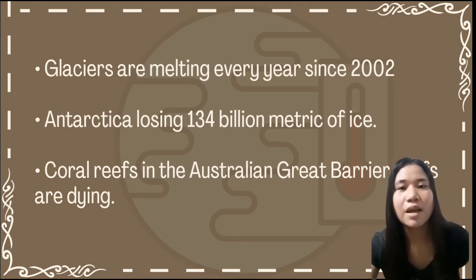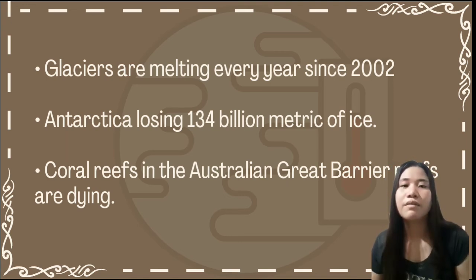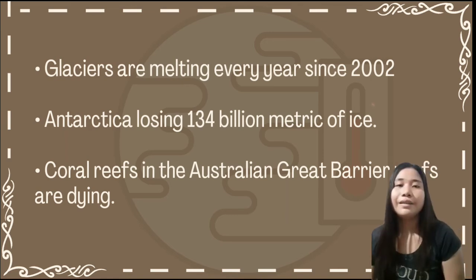So we can say that most glaciers today are remnants of the massive ice sheets that covered Earth during the Ice Age. Antarctica has lost 134 billion metric tons of ice. The report is the most extensive examination of Antarctic ice loss to date.